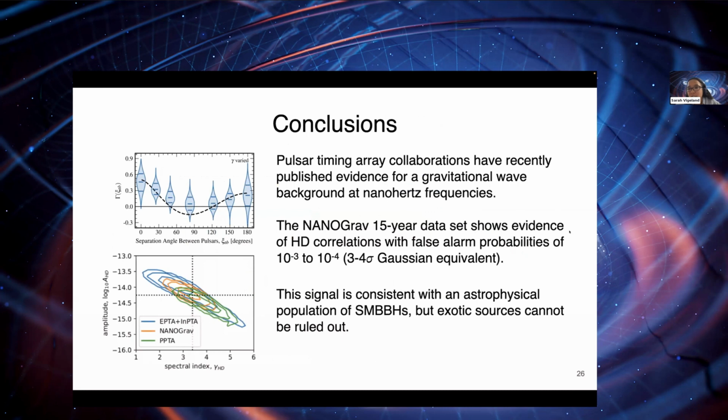All right, so in conclusion, pulsar timing array collaborations have recently published evidence for a gravitational wave background at nanohertz frequencies. The NANOGrav 15-year data set shows evidence of Hellings and Downs correlations with false alarm probabilities between 10^-3 and 10^-4, which is 3 to 4 sigma Gaussian equivalent significance.